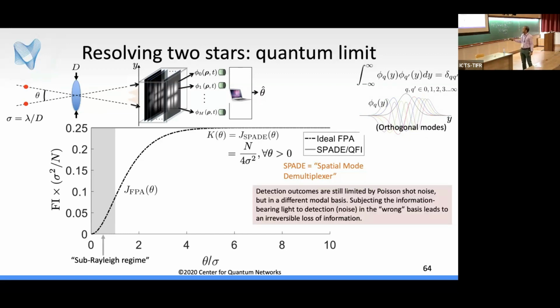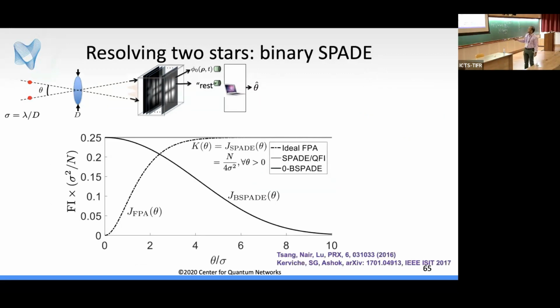Okay, so then he found that even if I sorted just the first mode, the zero order mode, from the rest of the light, its classical Fisher information for a binary SPADE, B-SPADE, still achieves the quantum limit when your angular separation is very sub-Rayleigh. This was even more exciting because instead of building a big gigapixel array, you just need to design a very, very good quality mode sorter and just two detectors.